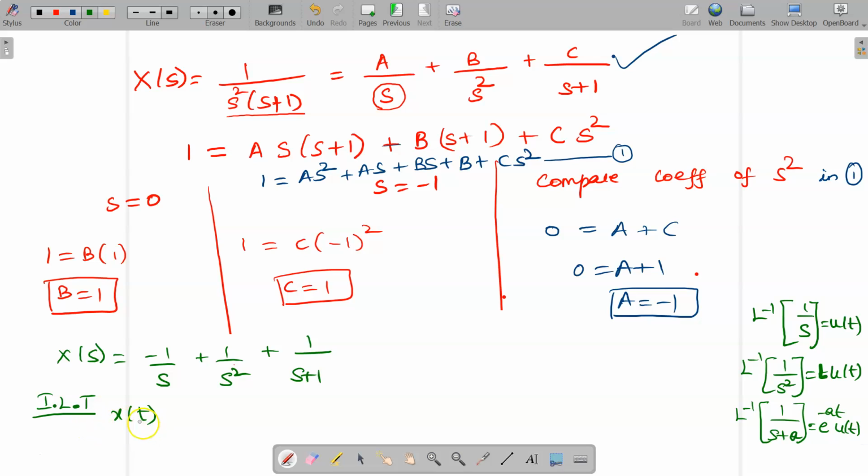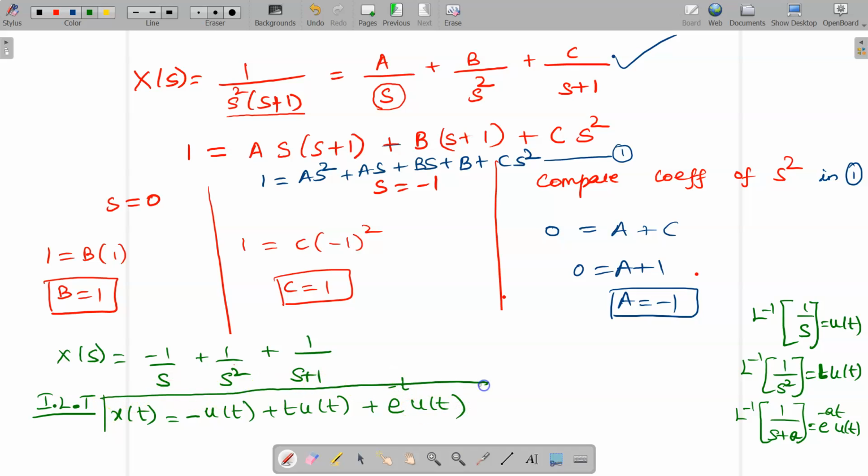So the inverse Laplace of X of s is x of t, so the minus will be there as it is. What is the inverse Laplace of 1 by s? It is u of t, so write u of t. Okay, so minus u of t is there, and then plus 1 by s square. For s square you have t u of t, and then 1 by s plus 1 means e power, what is the a value? It is 1, so just e power minus t u of t. Okay, so this is x of t.